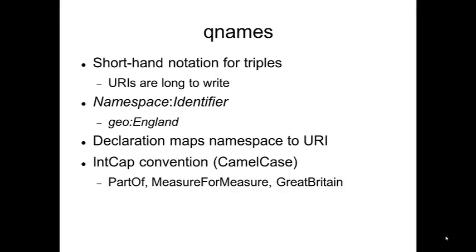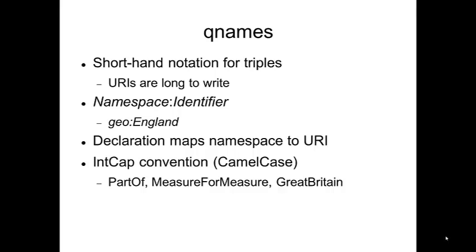So we've met Q names kind of before, although we didn't call them Q names. So there's a namespace, colon, and then an identifier. Remember this from tags. It's very similar to tags. So the geo namespace, followed by the identifier England, for example. And in our file, and we'll see the files in a minute, that contain our Q names, we have a declaration at the top of the file which tells us which namespace we're referring to, and the namespace is basically a URI.